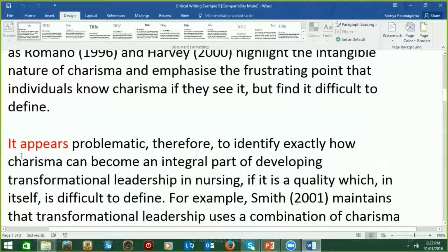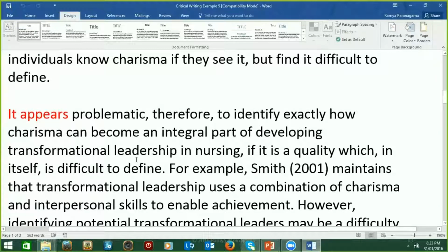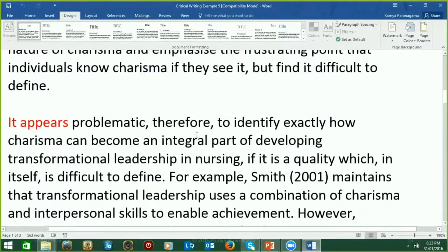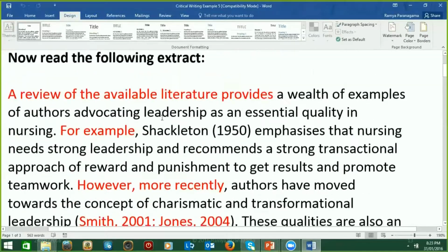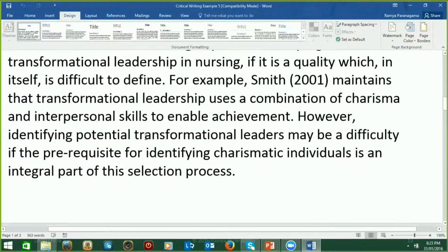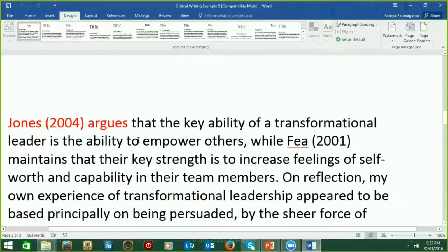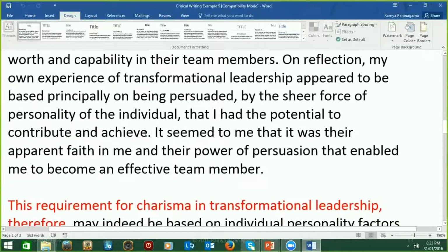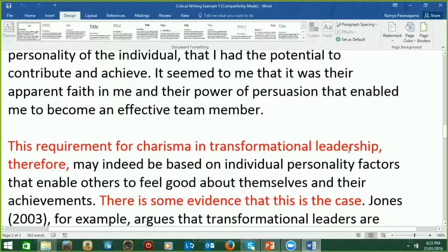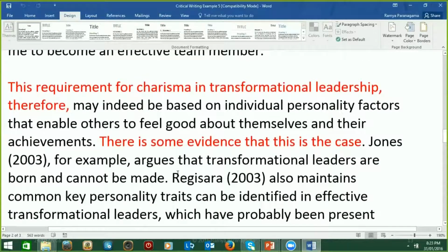Then the next paragraph. It appears problematic, therefore, to identify exactly how charisma can be defined. It shows there's a charisma, it's not clearly defined, there are issues here. So then bringing in the different authors and arguing, because charisma started from the first paragraph. And then it is continuing, because that's the bottleneck, right? So the writer is going to explain that one by one with supporting evidence. It says John argues, okay, and then it brings in another author. So again, it's coming back to charisma. So you could see that charisma in transformational leadership is the key the writer is going to say here, right?